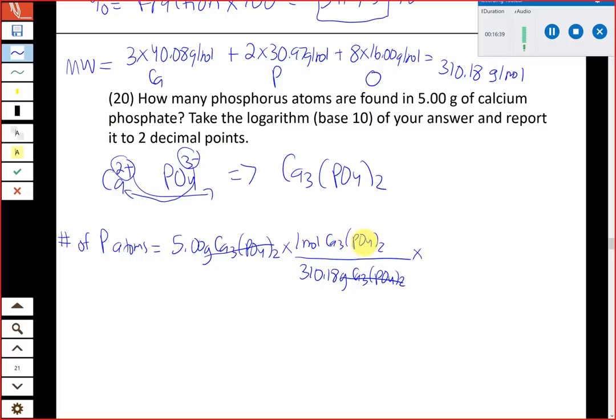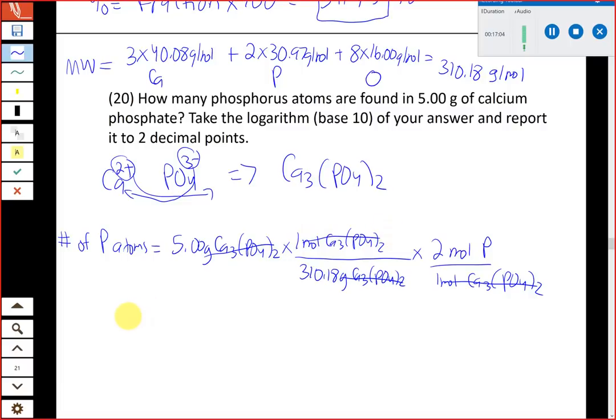So if we look at the formula of this compound, there's a total of 2 phosphorus atoms, as we said. We used that up here when we calculated the molar mass. And so we can say that in 1 mole of this compound, we have 2 moles of phosphorus. So that gives us 2 moles of phosphorus, but we're looking again for a number of phosphorus atoms, so there's going to be one more step here in a second. So that gives us moles of phosphorus.